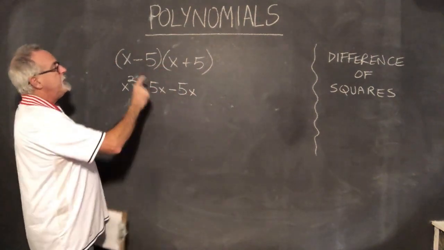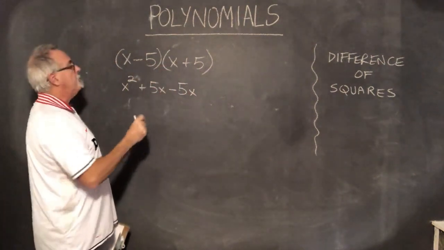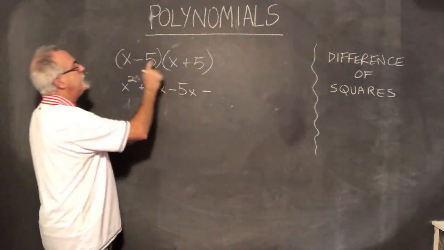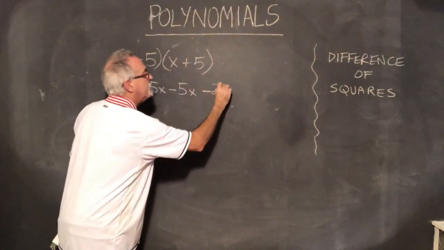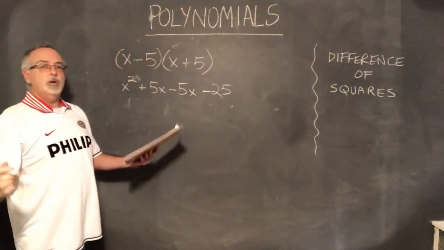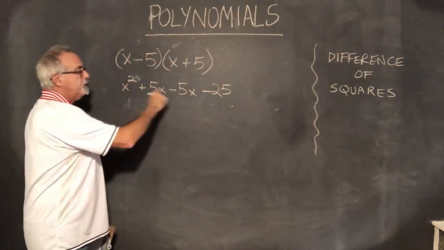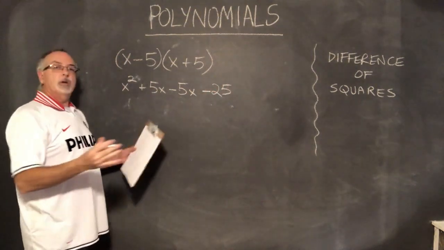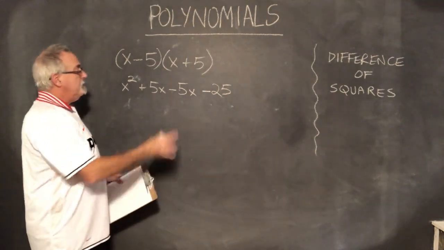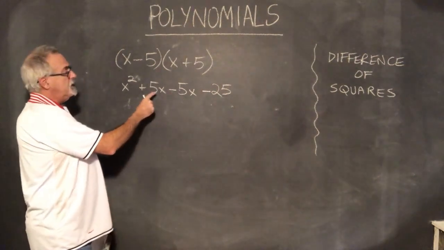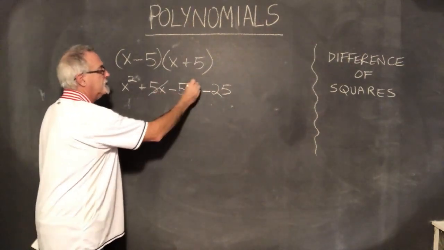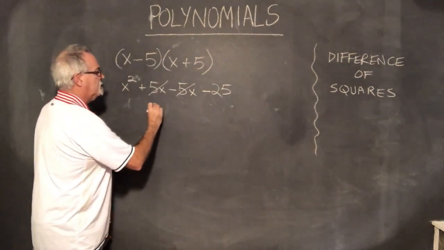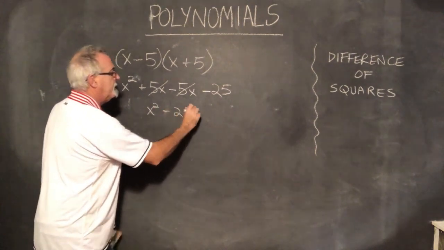Okay, that's good. Finally, the last, the L in FOIL, is last times last. Negative times a positive is a negative. 5 times 5, 25. But of course, when we do the FOIL, we get our four terms and we check to see if we have similar terms. And sometimes you combine those similar terms, but sometimes this happens, which is that plus 5x minus 5x cancels. So now we have to write our answer as x squared minus 25.